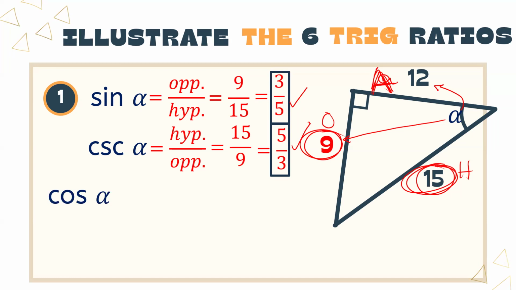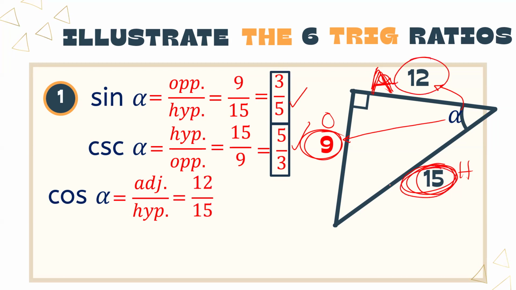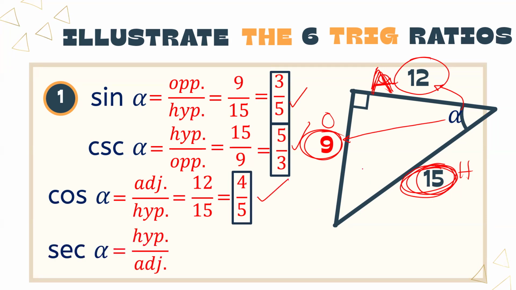Cosine alpha, again, cosine is adjacent over hypotenuse. What's the length of the adjacent side? Very good, 12. Hypotenuse is 15. So that's 12 over 15. Simplify this further. That's 4 over 5. Okay, very good. Secant alpha is equal to hypotenuse over adjacent. Where's hypotenuse? 15. Adjacent is 12. So that's 15 over 12. Simplify further. That's 5 over 4.